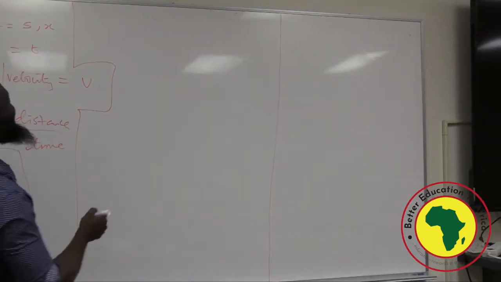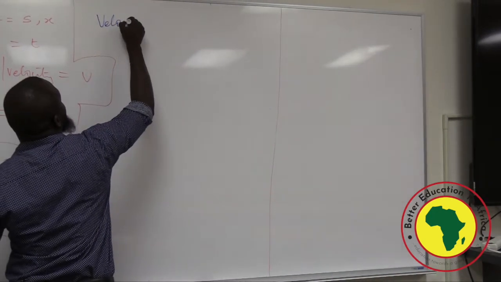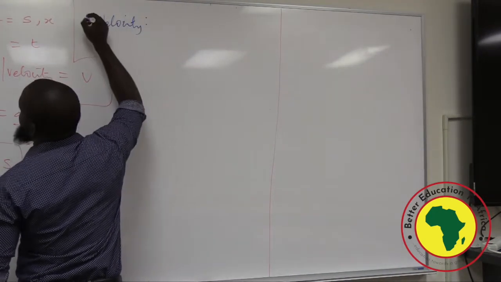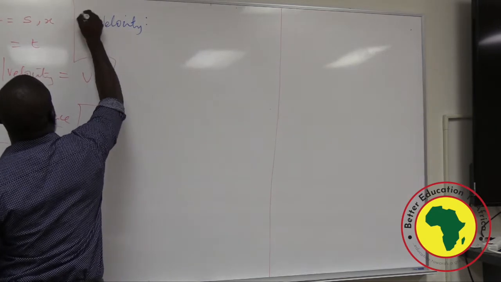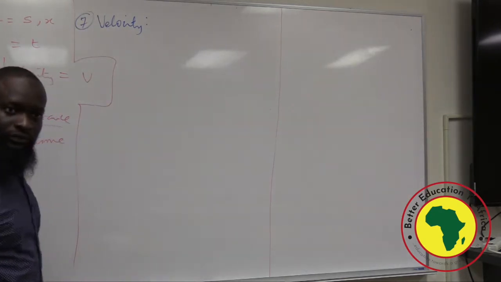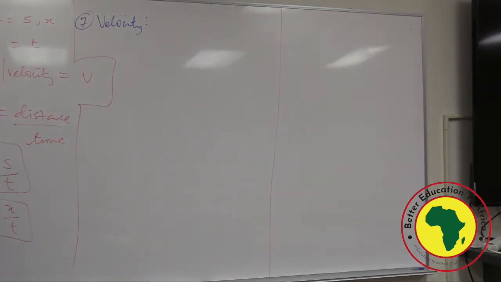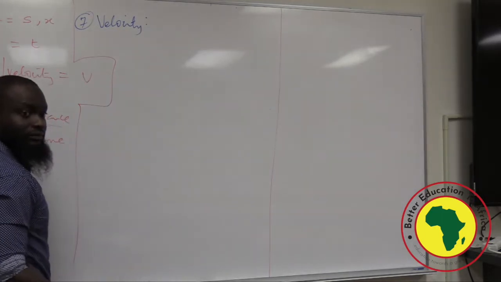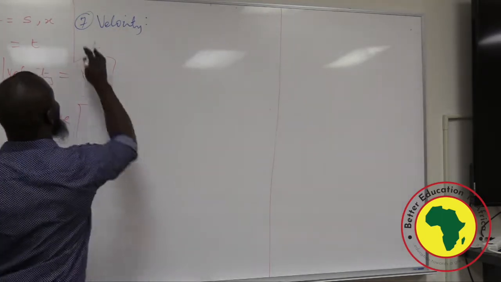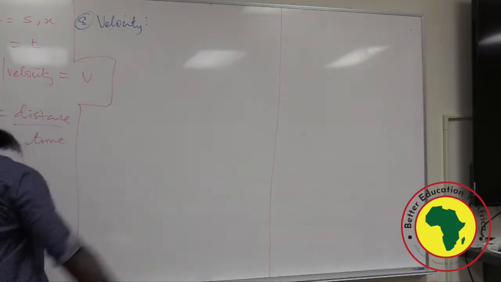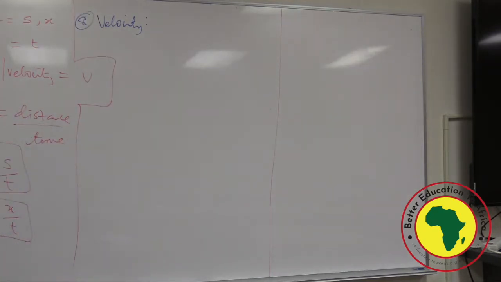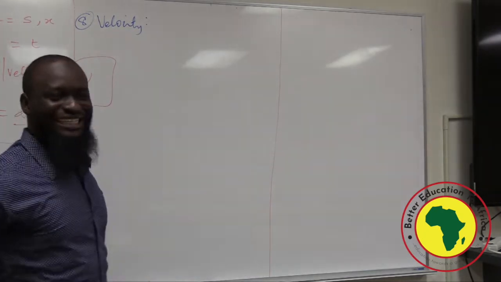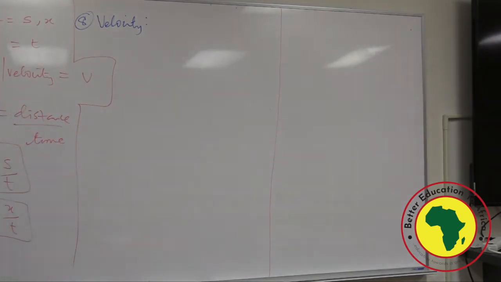All right? Now, what is velocity? This should be number 8 of my definitions. Is it 8? Okay, 8, thank you. Velocity. What is velocity? A city called Velocity. Thank you, Velocity.